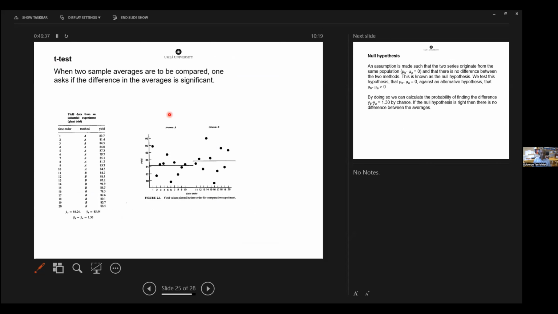Okay. So this is just what I went through on the whiteboard. I did it so because it will be much clearer than just showing you the slide here. When two sample averages are to be compared, one asks if the difference in the average is significant. Here we are talking about two processes, process A and process B, and we have a difference of 1.30 between the two processes. And then we have the average for process A and the average for process B. So is there a difference between these results? We must go through the F-test and then the t-test.